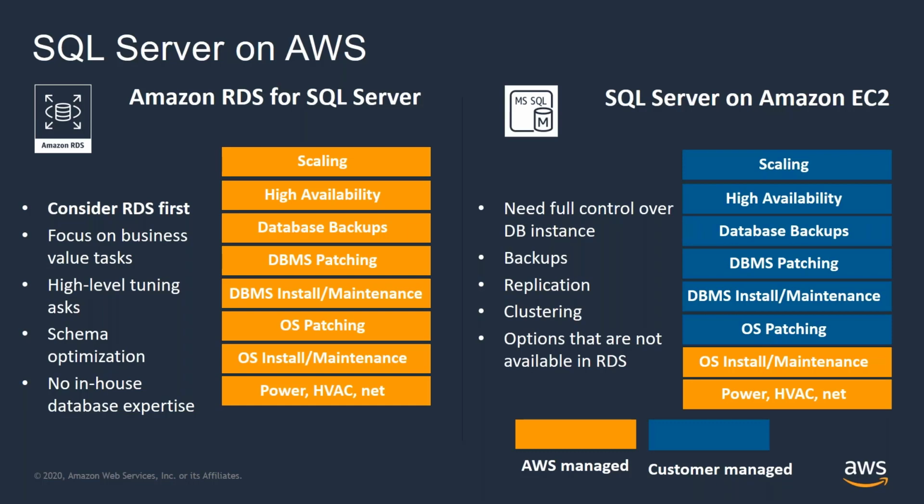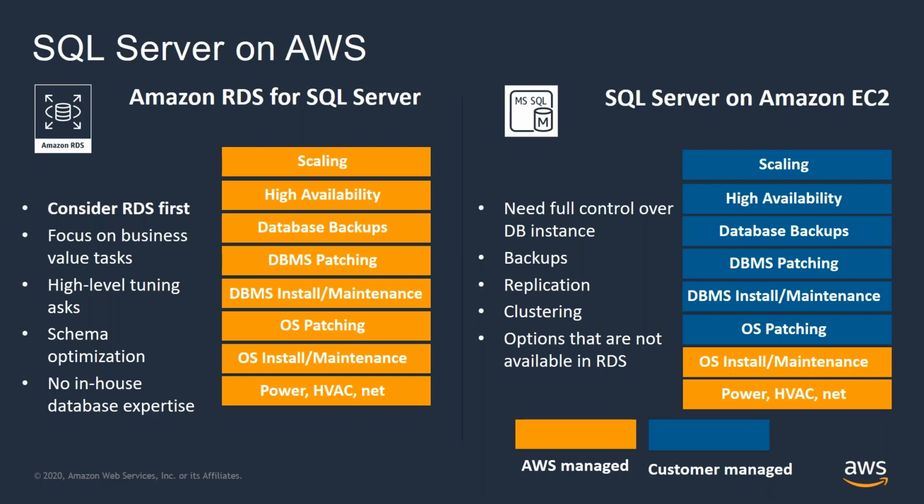In the case of EC2 on the right, while Amazon provides power, HVAC, and OS install, it is up to you as a customer to install, maintain, patch, and back up SQL Server. It is also up to you to manage high availability and scaling. Either you want to set up SQL Server Always On, or an active-passive cluster, or database mirroring. So that totally depends on the customer and how they want to architect their SQL Server.